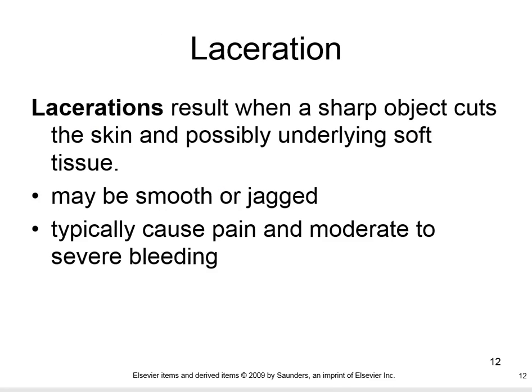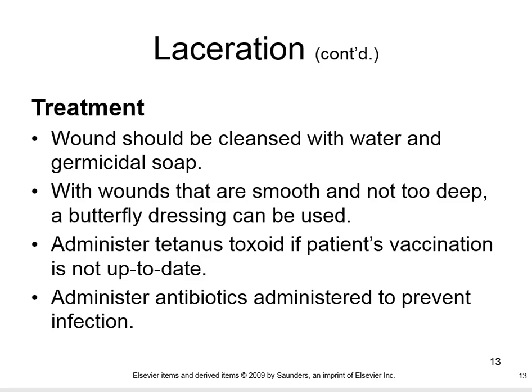A laceration results when a sharp object cuts the skin and possibly underlying soft tissue, may be smooth or jagged, and typically causes pain and moderate to severe bleeding. The treatment: wounds should be cleansed with water and germicidal soap. With wounds that are smooth and not too deep, a butterfly dressing can be used. You can also use steri-strips, which are sterile adhesive strips. In some cases, a type of glue may be used to hold the edges together. An example of that is histoacryl.